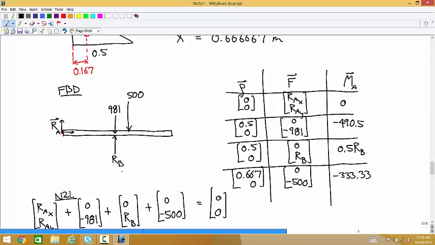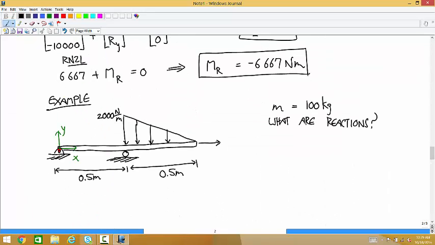Is there any particular reason why the x components of the pin joints are turning out to be 0 a lot of the time? Yeah, because these two examples haven't had any horizontal external forces. If I had just put a force on here like this, we would have gotten something for that. It's just because of the external forces. If I put x external forces on, then those values would be non-zero.